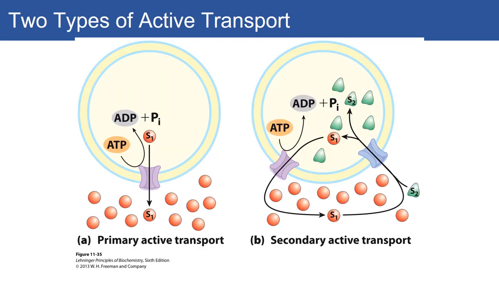There are two types of active transport. Primary active transport means there's an electrochemical gradient, we're pumping out a molecule, and ATP is used to pump it out. Or we have secondary active transport, where S1 is pumped out of the cell while S2 is pumped into the cell, against its chemical gradient. That provides the energy necessary to perform the active transport.